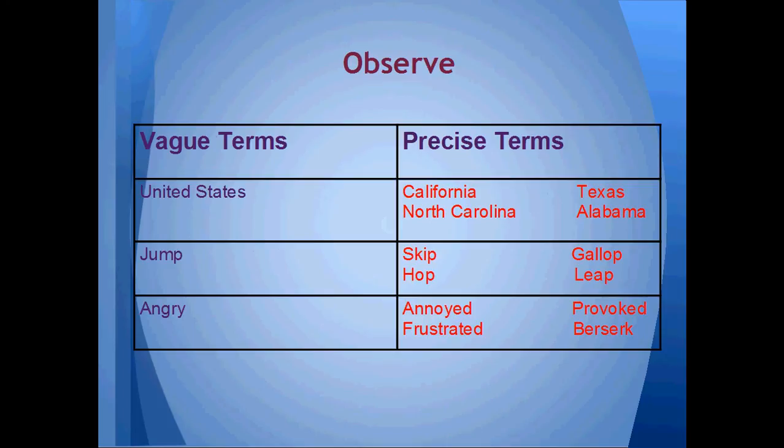In the observe step, I can give you another example. So first, on the left you have three relatively vague terms. You have United States, jump, angry. For United States, you have California, Texas, North Carolina, Alabama. Those are each specific parts of the United States. Now let's use California as another example.